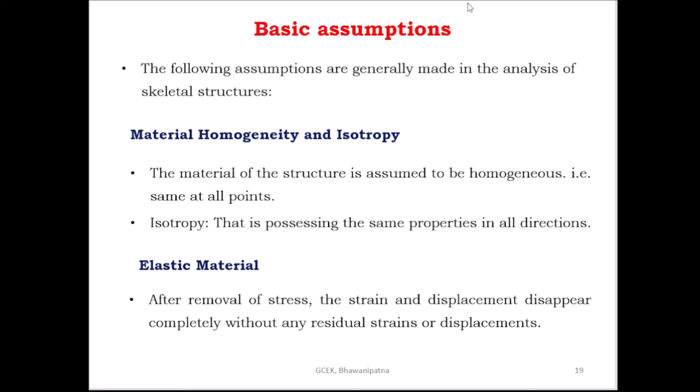Then coming to what are the basic assumptions made in the analysis of skeletal structures. The first assumption, the material homogeneity and isotropy. The material of the structure is assumed to be homogeneous, that is same at all points, and isotropy means the material possesses the same properties in all directions.